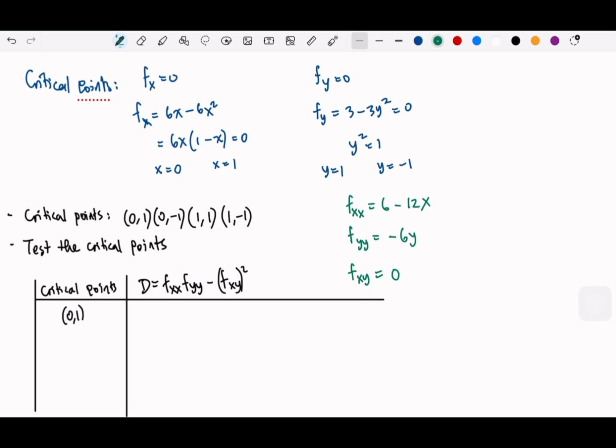Okay, and then we can start substituting the numbers into the equations. Okay. So x is 0, y is 1. So we substitute to get partial xx. So this will be 6 minus 12, which is negative. Right? So it's negative. So perhaps if you are doing it digitally, you can write this negative just to note the signs. And then partial yy, so y is 1. So it's negative again. So negative becomes positive. So we have a positive here.